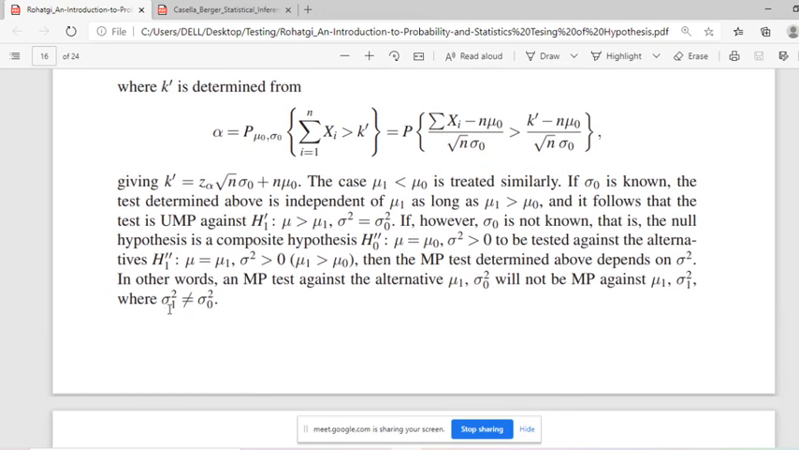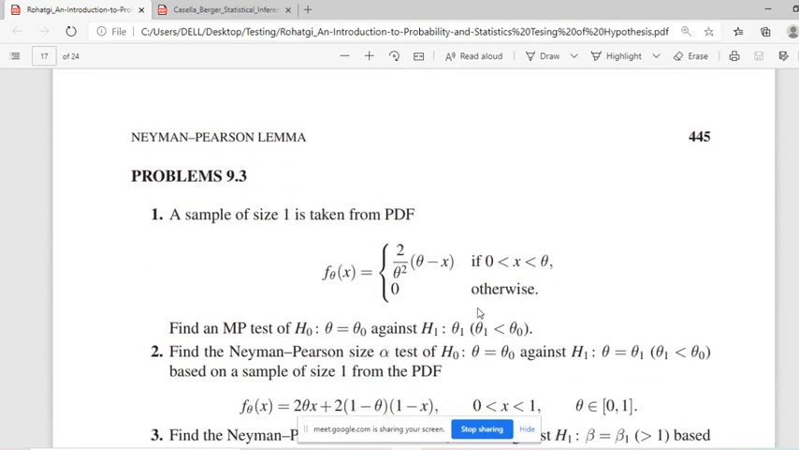So in general we can write like this, whether this is less than or greater than. So moreover it is not depending upon sigma 1 square. So we can say that sigma 1 square is not equal to sigma naught square. So these are possible alternative hypotheses, null and alternative hypothesis for this problem.